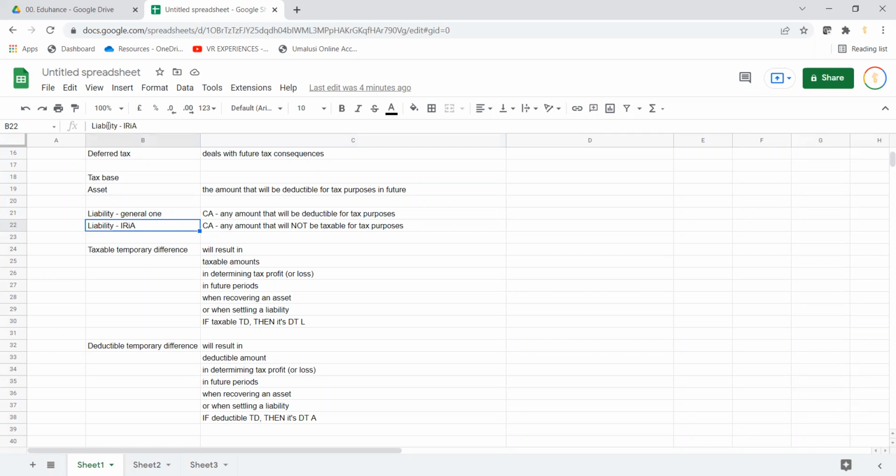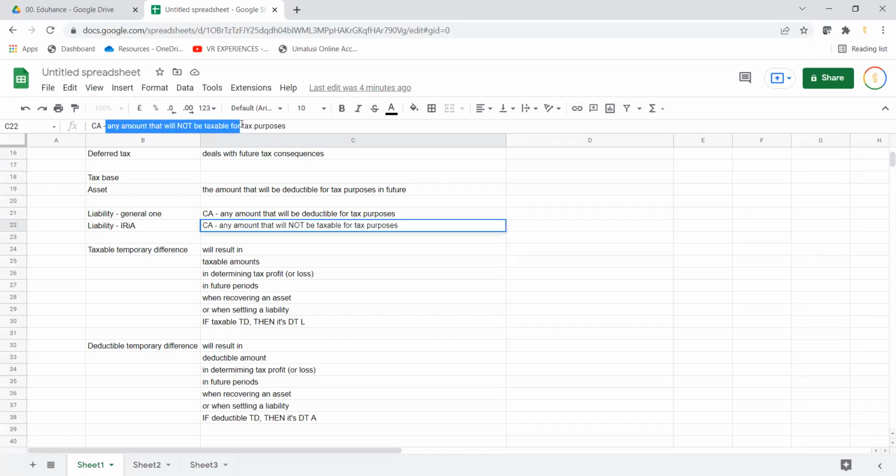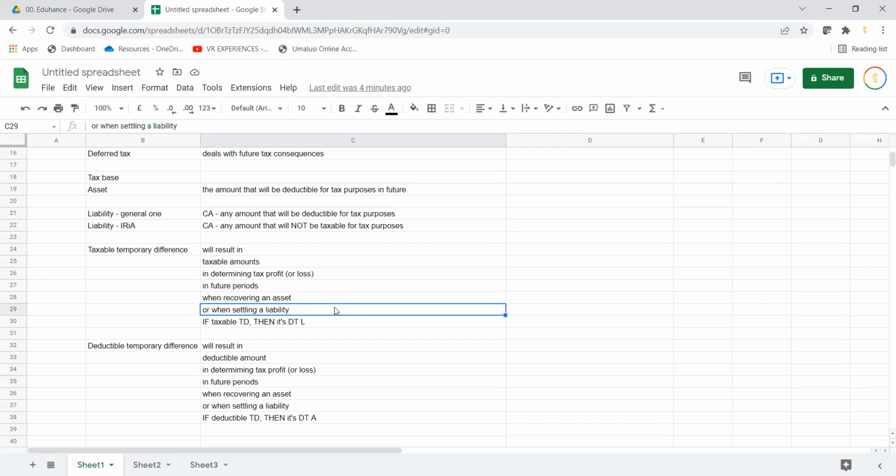Then the second definition is a liability, income received in advance. For income received in advance, the definition is carrying amount minus any amount that will not be taxable for tax purposes. So any amount that will not be taxable for tax purposes. Let's just give an example. Let me just see what example I have here.